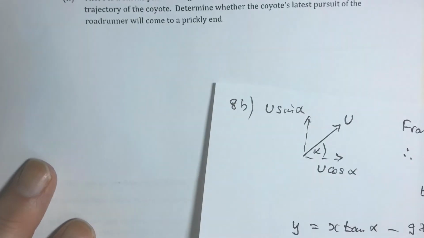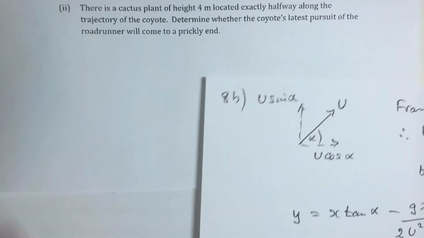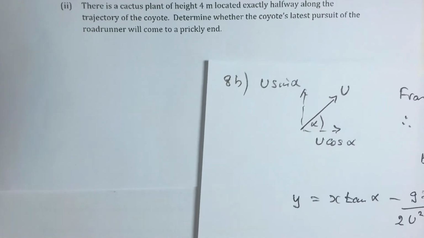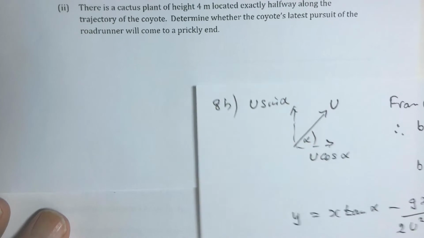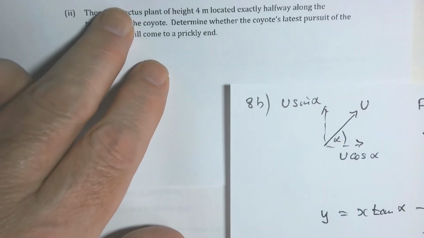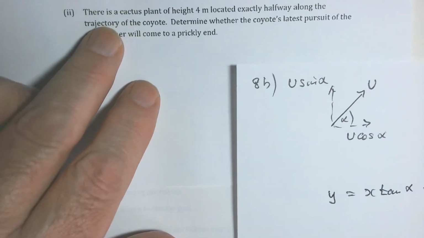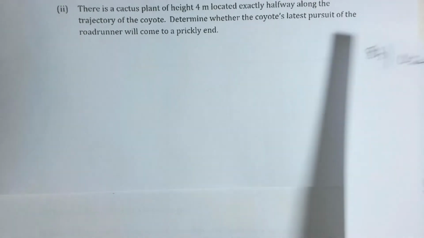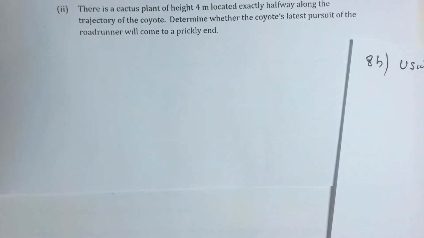And part C for this was: given that g equals 9.8 meters per second squared, find the range of the flight of the Coyote. And there is a cactus plant at a height of 4 meters located exactly halfway along the trajectory of the Coyote. Determine whether the Coyote's latest pursuit of the Roadrunner will come to a particular end.